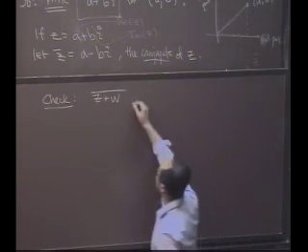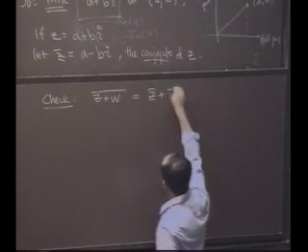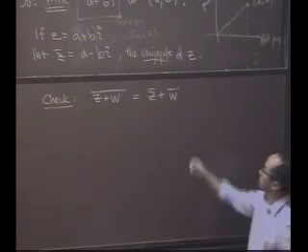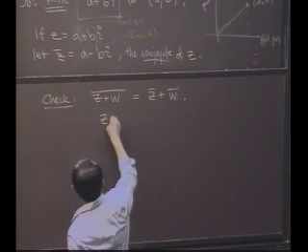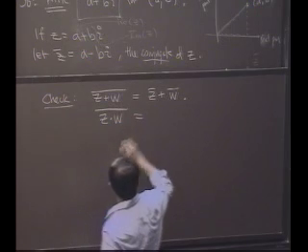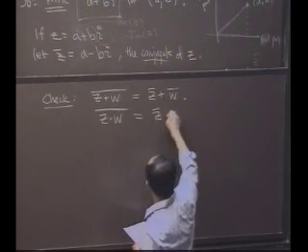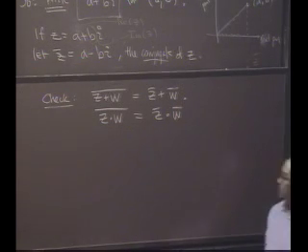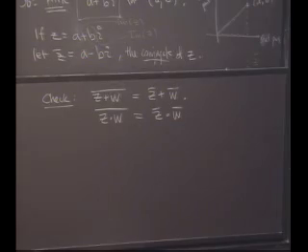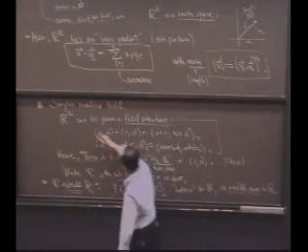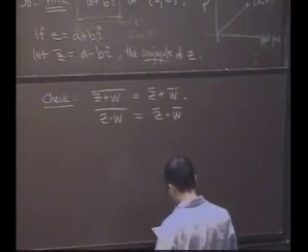So if I take the conjugate of z plus w, that's just the same thing as conjugating first and then adding the numbers. If I take the product and conjugate, that's the same as, believe it or not, taking the conjugates and multiplying. Again, you can check all these things very easily with these definitions. Okay, so conjugation plays nice.